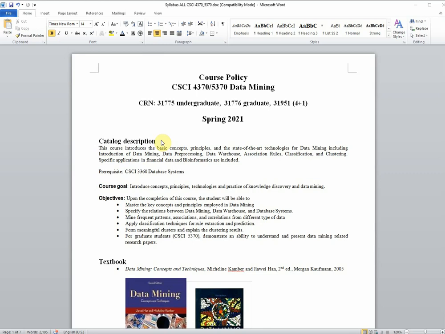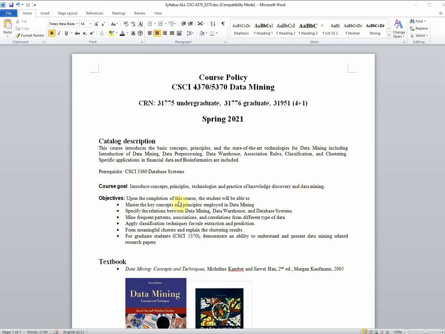The goal of this course is to introduce you to the concepts, principles, technologies, and practices of knowledge discovery and data mining. So that is going to be an interesting thing. You need to understand, data mining is a technique that tries to find information or knowledge from a large amount of data. And that is exactly what we are trying to learn throughout this class.